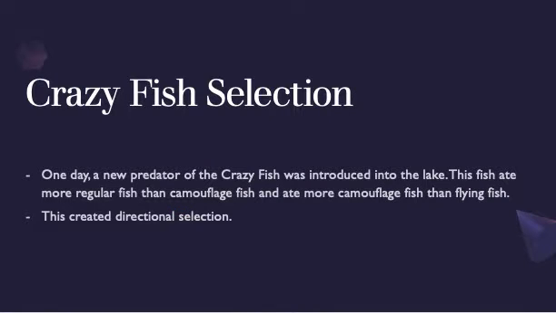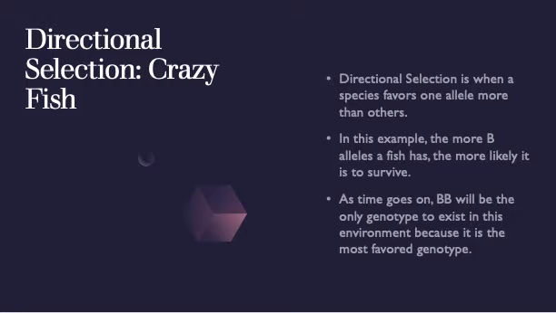One day, a new predator is introduced into Crazy Fish Lake that eats more regular fish than camouflage fish and more camouflage fish than flying fish. This created directional selection. Directional selection is when a species favors one allele more than others. In Crazy Fish Lake, the more B alleles a crazy fish has, the more likely it is to survive and reproduce. As time goes on, the BB allele will be the only genotype to exist in this environment because it is the most favored genotype to survive. This selection will violate the Hardy-Weinberg equilibrium because it causes a disruption in the gene pool.